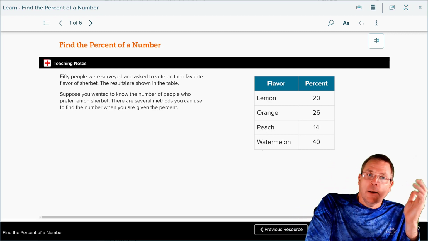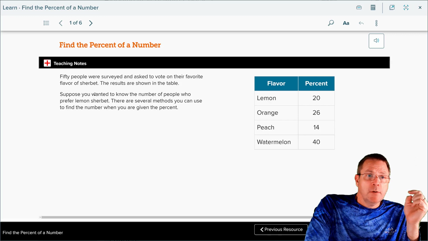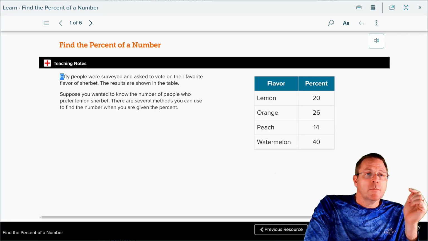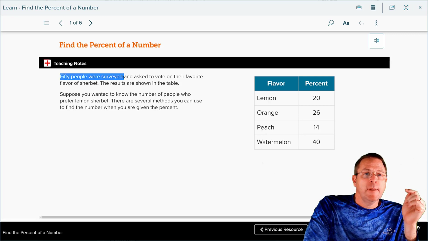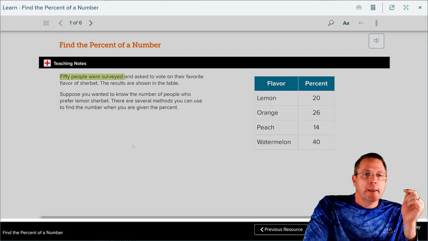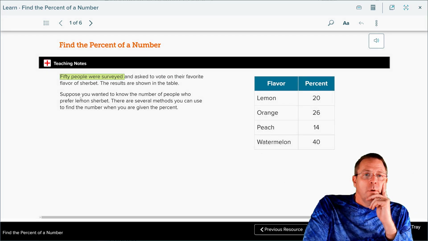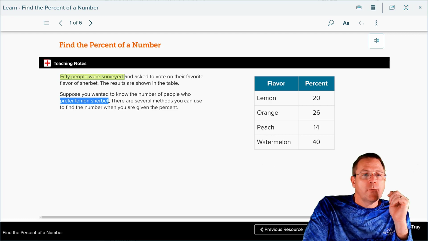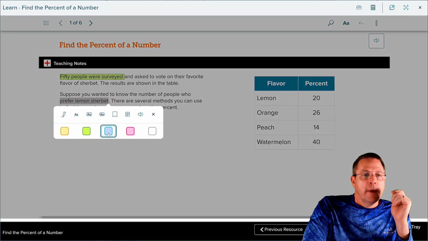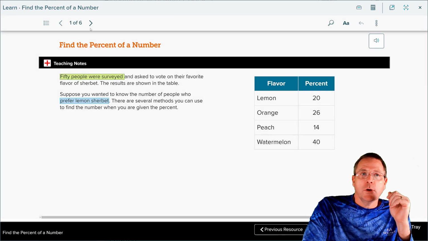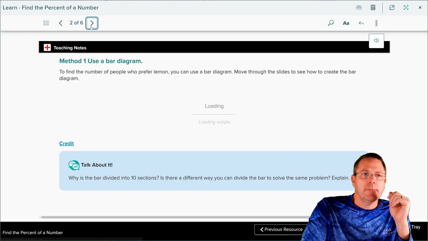So we've got a total of 50 people. That sounds like some pretty important stuff right there. So let's go ahead and highlight that. It said 50 people were going to be surveyed. So let's highlight that. And we have the statement that we want to know how many people prefer lemon sherbet. That gives us a good foundation of working towards our actual problem. So let's keep moving here.